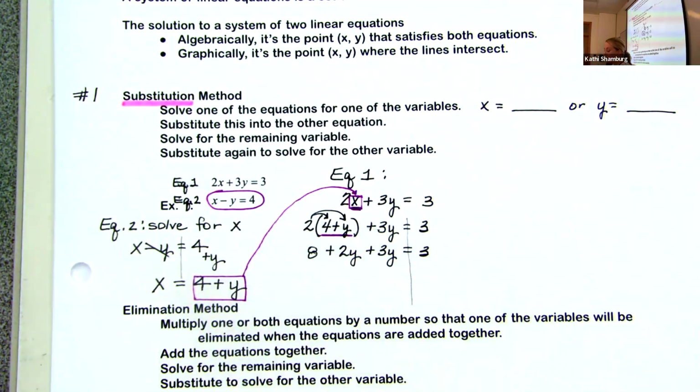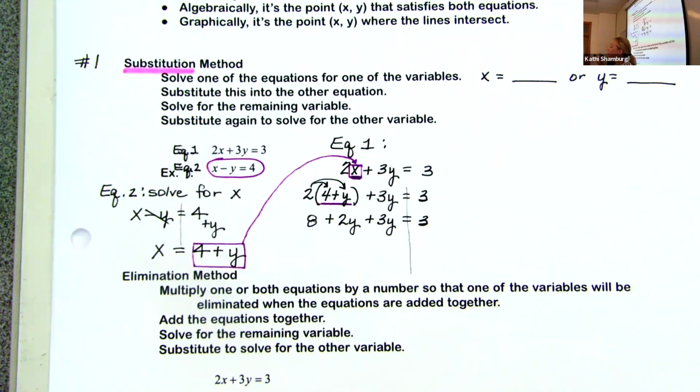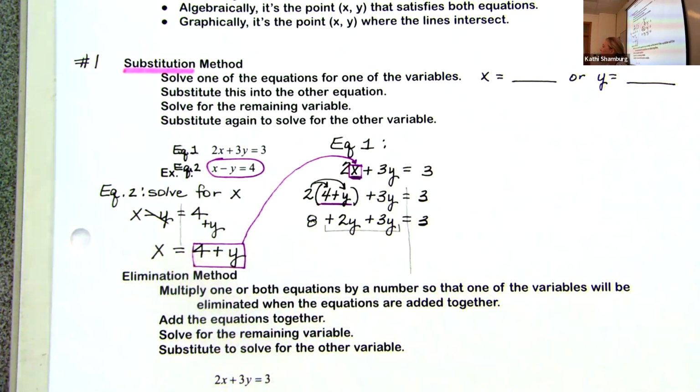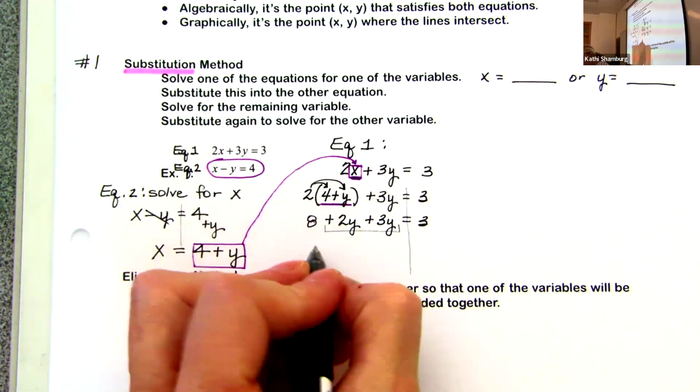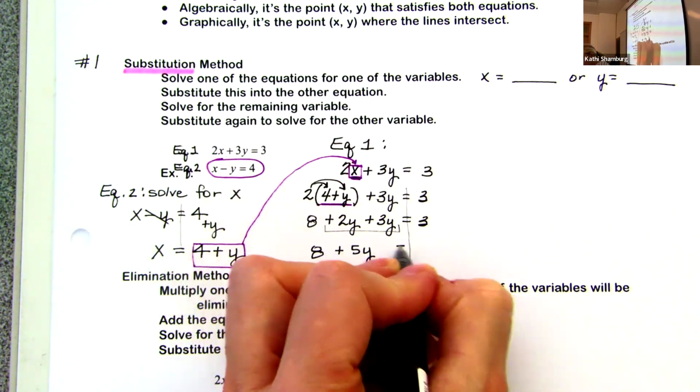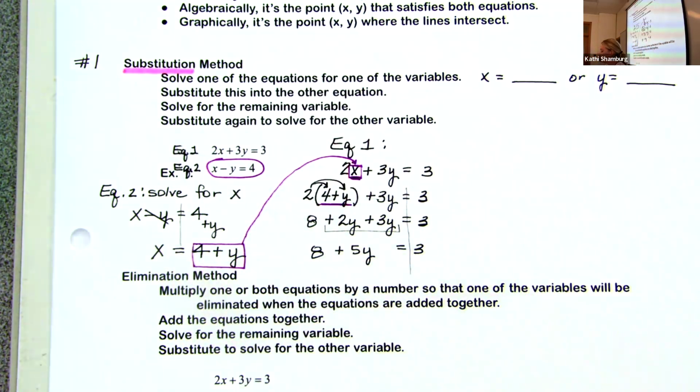Now, we always want the variable to be on the same side. Notice it's already there. I do not have to move my 2y. I do not have to move my 3y. They're already both on the left side. So all I have to do is combine those like terms. Well, if you have 2 y's and you add 3 more y's, how many total do we have? 5. So we have this 8 plus 5y, and we still have equals 3.